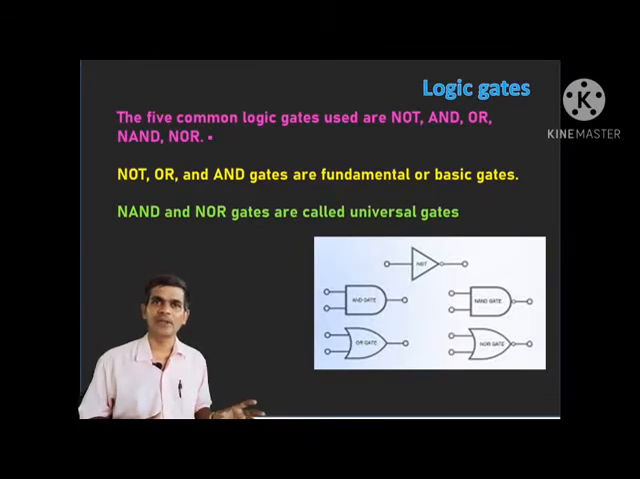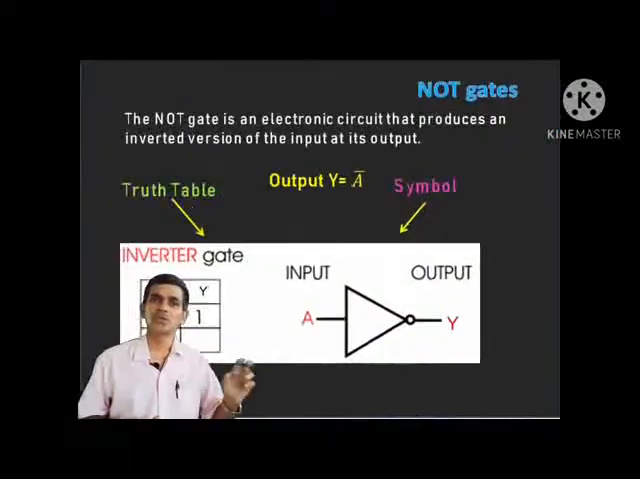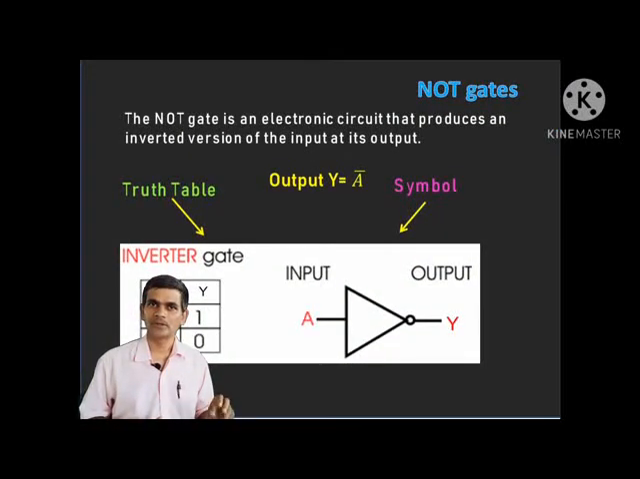Let us see them one by one. First we will discuss the NOT gate. A NOT gate is an electronic circuit that produces an inverted version of its input as its output. Inverted means that in a digital circuit, which has only two states, 0 and 1, a 0 input gives a 1 output and a 1 input gives a 0 output. Whatever input we give, the output is inverted, and this is called a NOT gate.